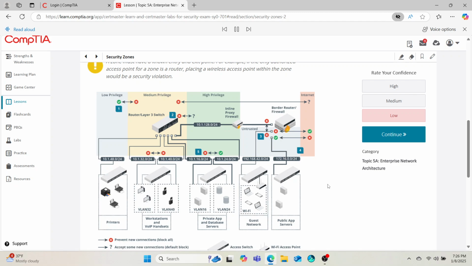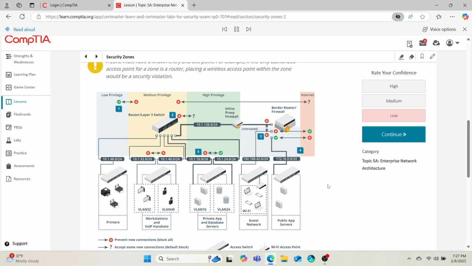One of the ports of the border router or firewall connected to the inline proxy firewall prevents new connections from the untrusted zone. The untrusted zone prevents new connections from the border router. One of the ports of the border router associated with the subnet 192.168.42.0/24 prevents new connections from the internet, and the internet accepts most new connections from this port. One of the ports of the border router associated with the subnet 172.16.0.0/24 accepts most new connections from the internet, and the internet prevents new connections from this port.